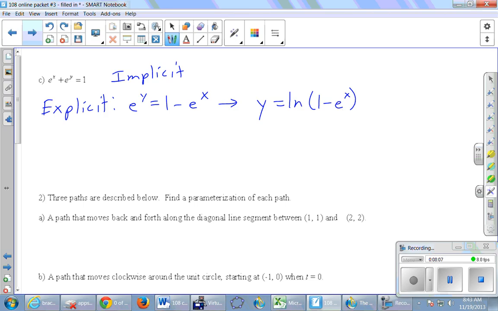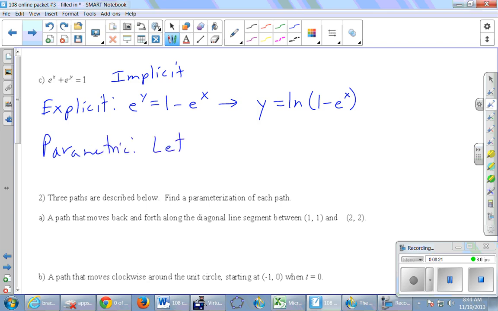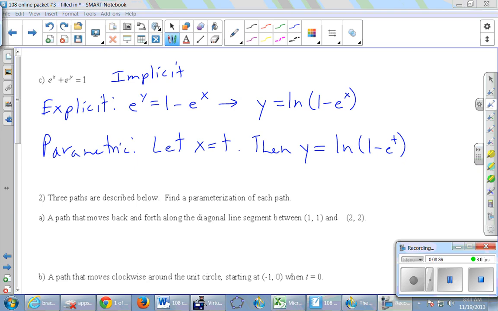And then in terms of the parametric version, there are different choices that you could make. Generally, I make the cheesiest choice possible, which is as follows. I let x equal t, and then I just write down what y is according to the equation right up above. It's ln of 1 minus e to the t. So it's quite cheesy, but it is a perfectly valid parametric form of things.